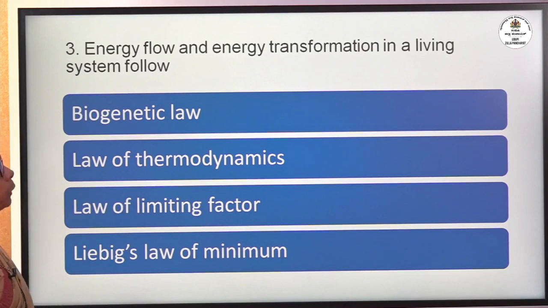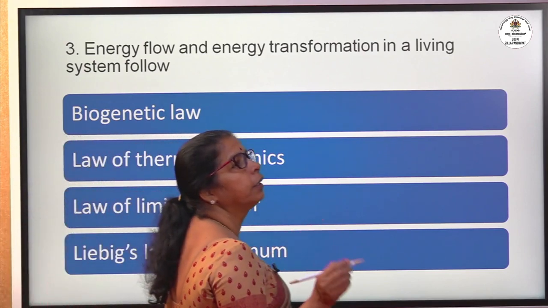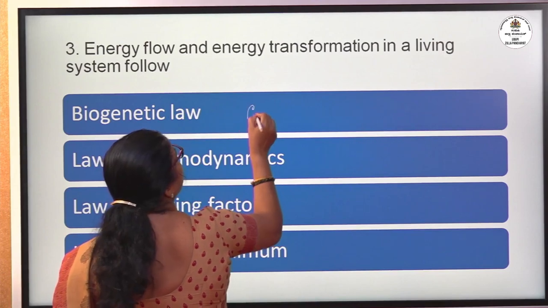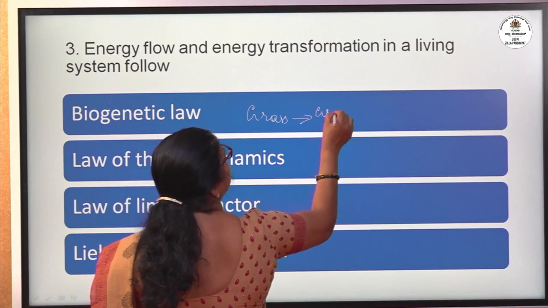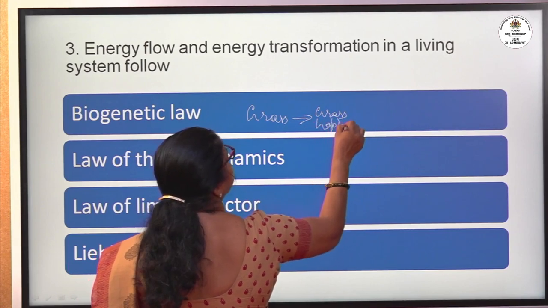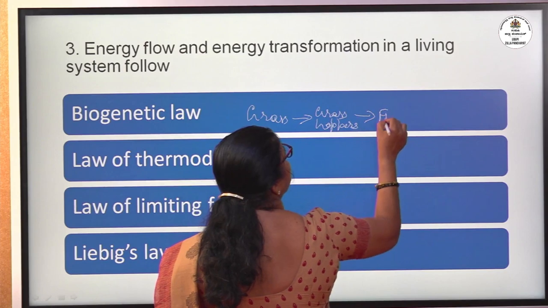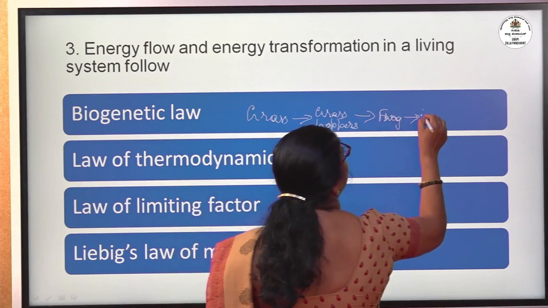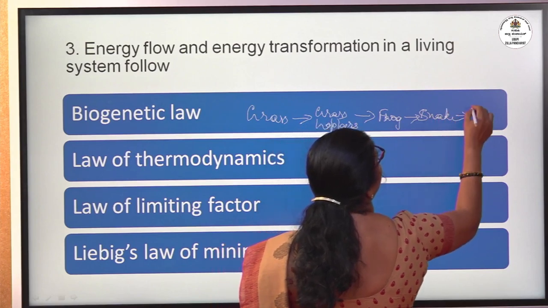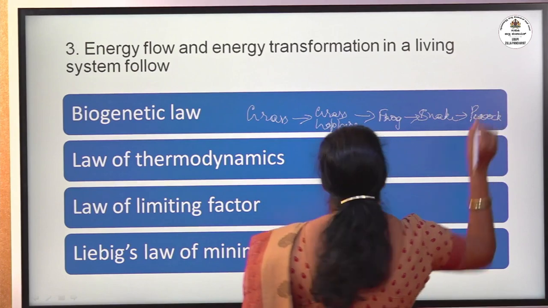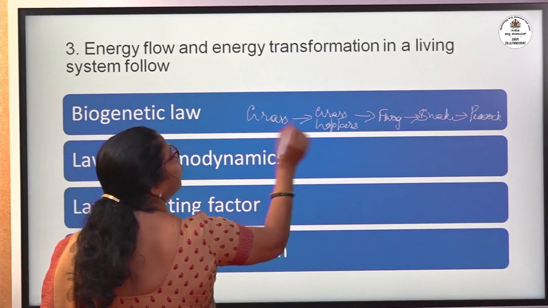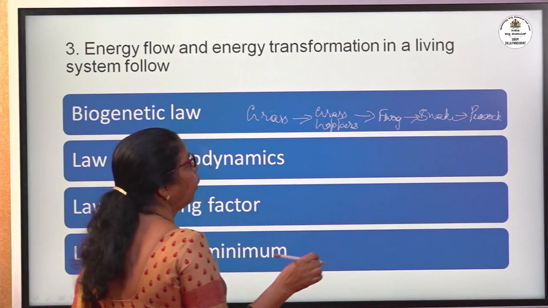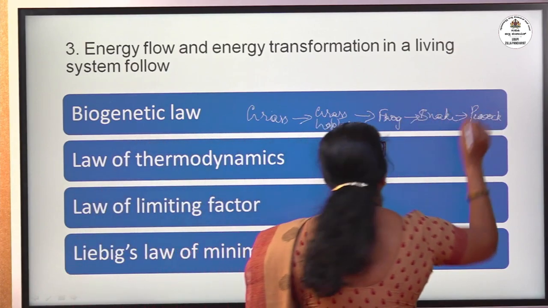Energy flow and energy transformation in a living system follow... For example, a grassland food chain. Grass is eaten by the insect grasshopper, which is caught by a frog. The frog is eaten by a snake, then the peacock. This is the simplest food chain, the grassland food chain. Here the energy is transferred from grass to grasshopper, then to frog, then to snake, then to peacock.